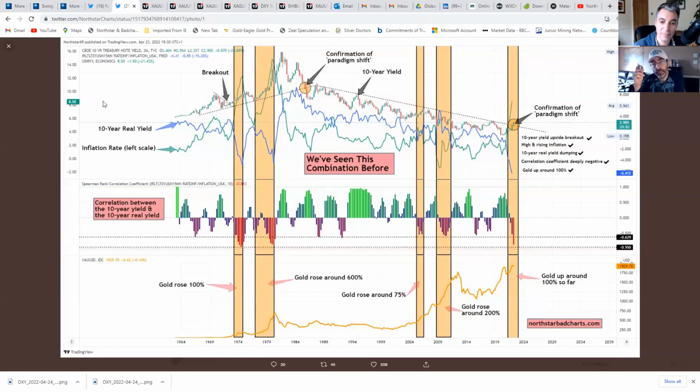Honestly, when you showed me that chart, what stuck out to me was the correlation coefficient, between the real yields and the yields. So that means there's so much inflation that the real yields are really negative. And you're right.